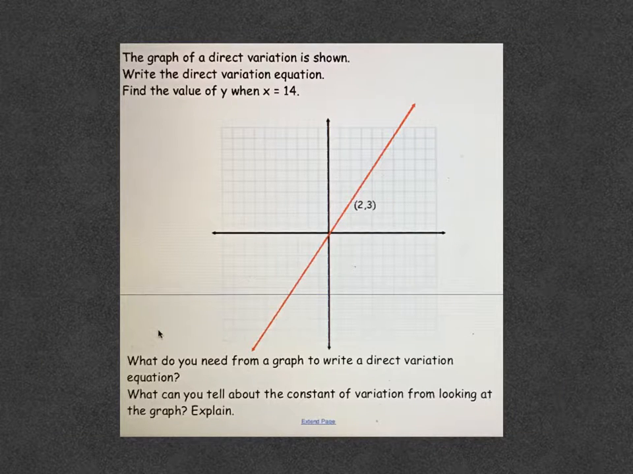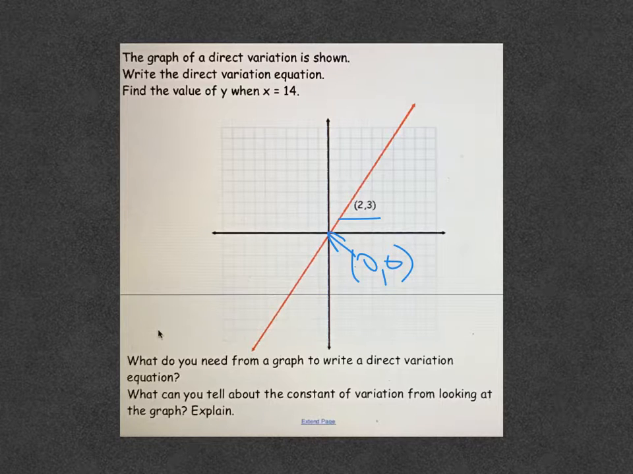So in this one here, it's a little bit different. It says the graph of a direct variation is shown. Write the direct variation equation. Find the value of y when x is equal to 14. So I've got a point listed here, and the point is 2, 3. Remember, 0, 0 is also a point.